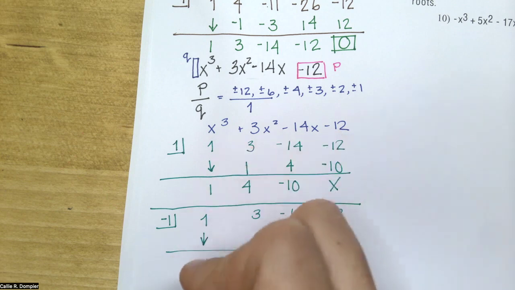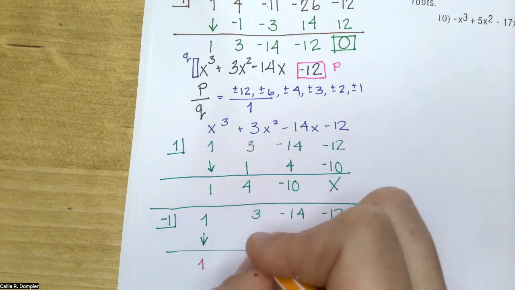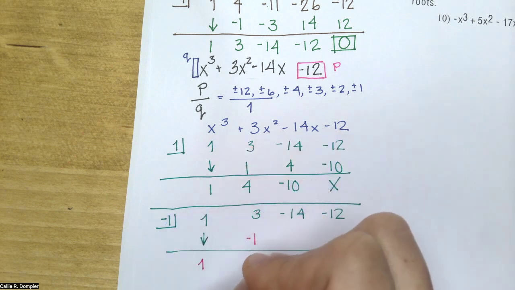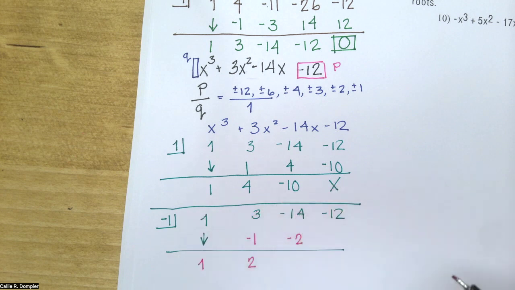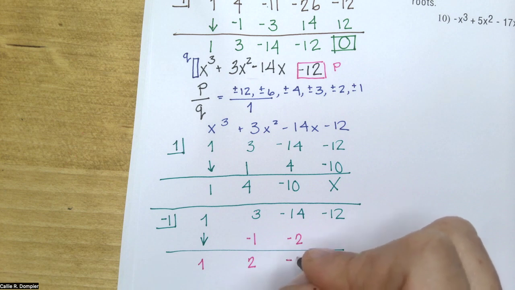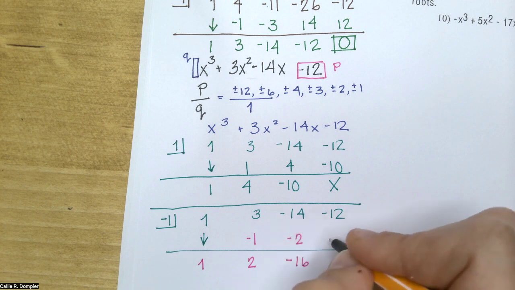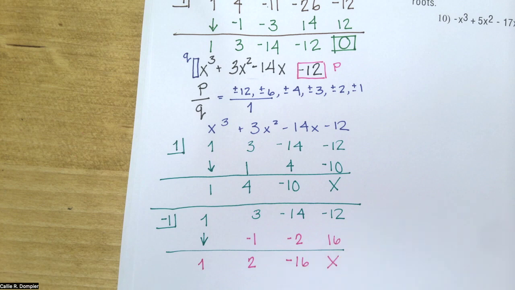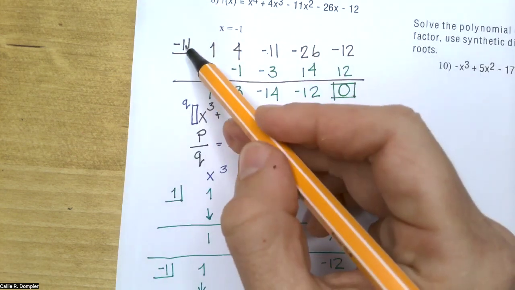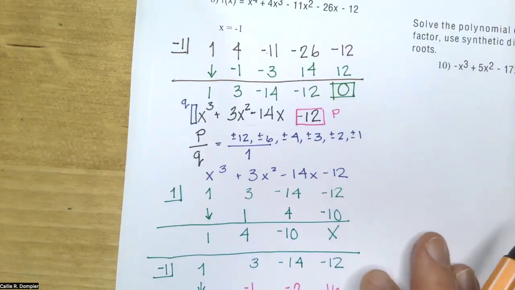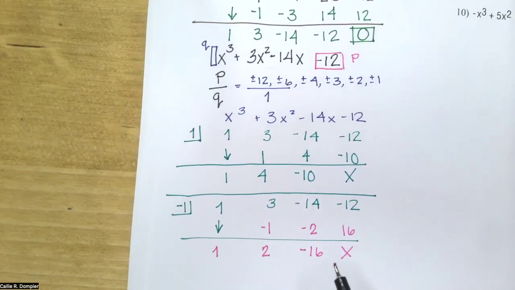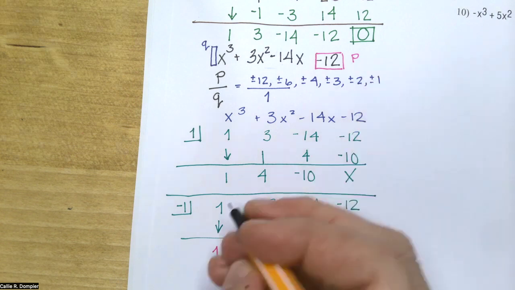Bring that 1 straight down. 1 times -1 is -1. 3 minus 1 is 2. 2 times -1 is -2. -14 minus 2 is -16. -16 times -1 is +16. That didn't work either, okay? Even though -1 was already a factor of this one, you can try it again, because that's easier than going on to +2 or -2. Now, though, we do need to go on to +2.